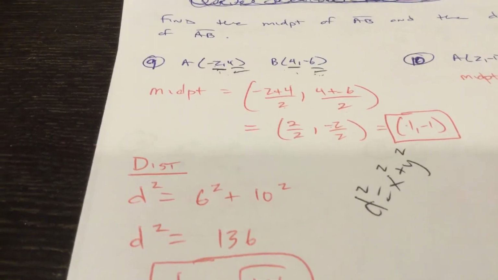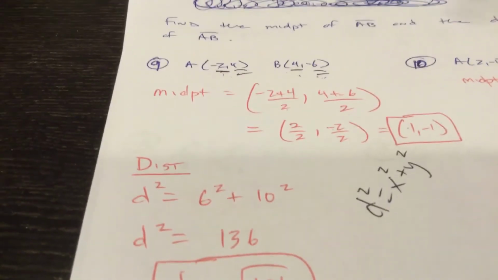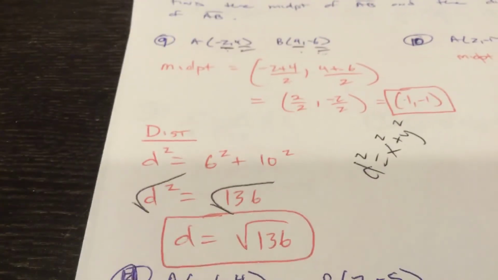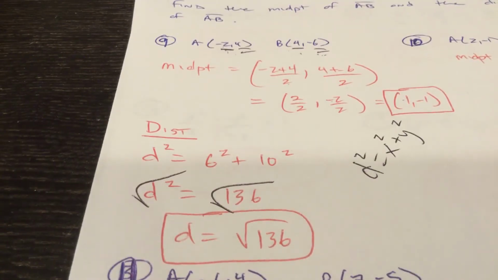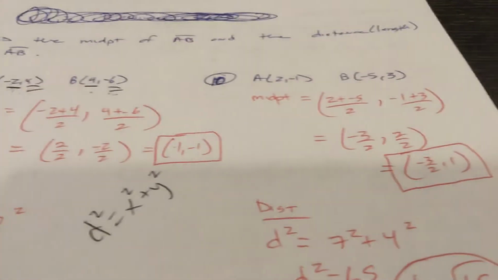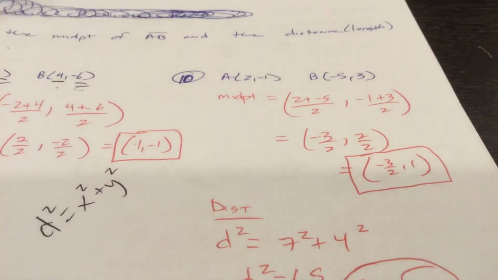Distance squared is equal to 36 plus 100. Distance squared is equal to 136. Take the square root. My distance is the square root of 136, which is 11 point something. But leave it as the square root of 136. That's perfect. Okay, so these aren't the easiest questions. We can do them.